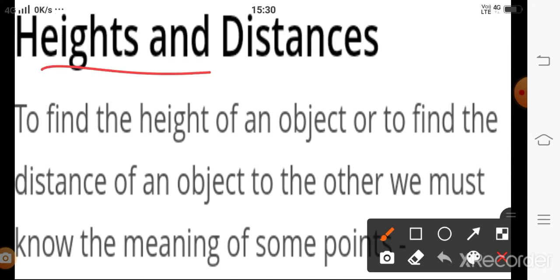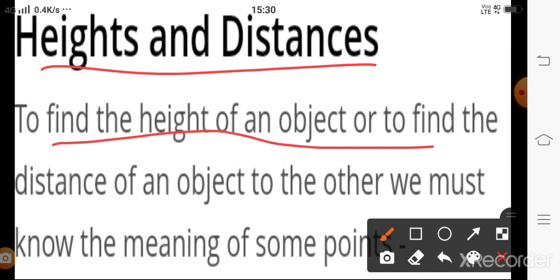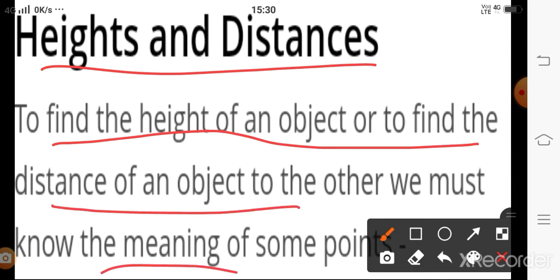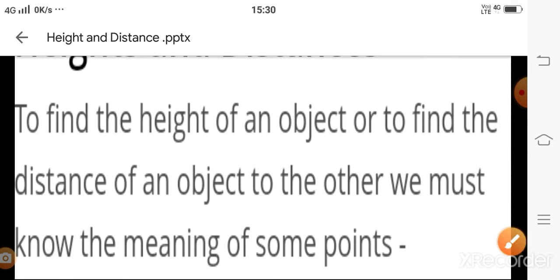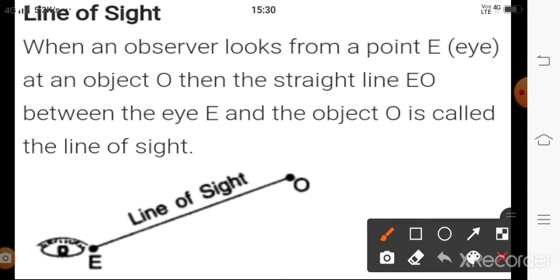What we have in this height and distance, to find the height of an object or the distance of an object, we must go through some points. Let us start with these points. The first one is the line of sight. What do you mean by line of sight?